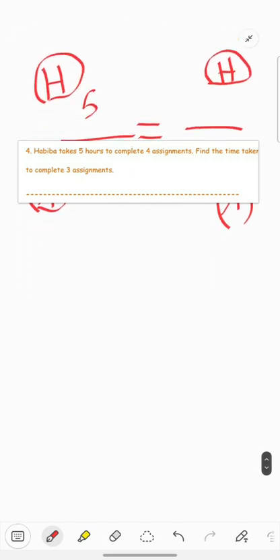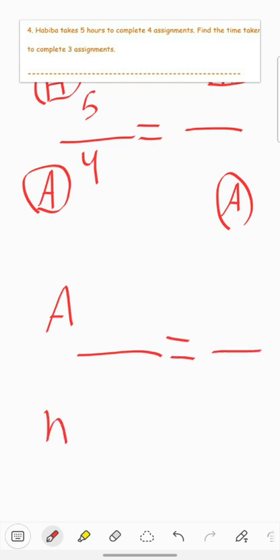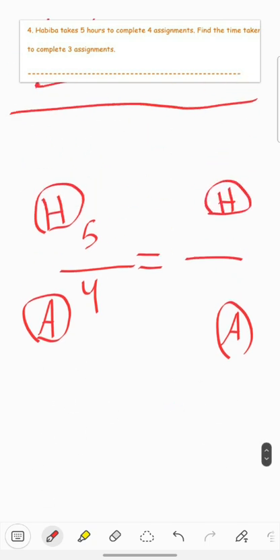You can invert this relation. Yes, you can make it A and H down, but it must be inverted here also, A and H. Okay, let's go back.